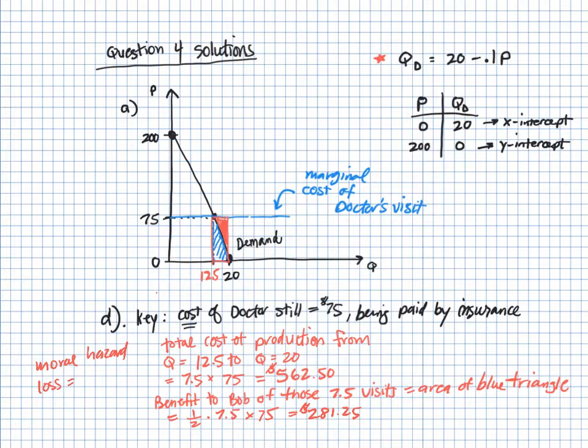is equal to $562.50 minus $281.25. In this case, it's just half of the area of that larger rectangle. So the moral hazard loss is also going to be $281.25. Okay. Visually, the moral hazard loss is going to be the area of this red triangle.